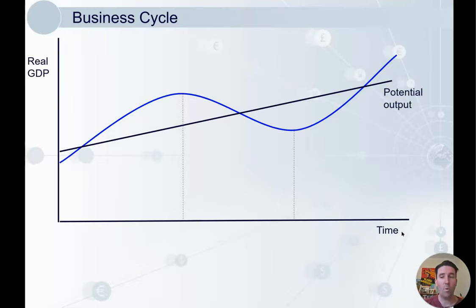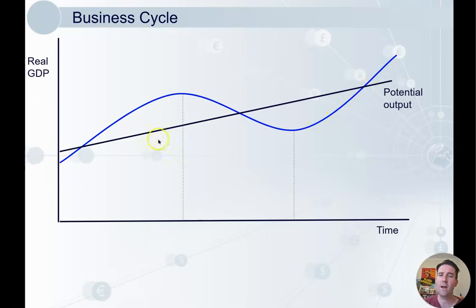Okay, here's one version of the business cycle. So we've got real GDP on the y-axis and we've got time on the x-axis. So here's our business cycle. It's this blue line. It shows how GDP is growing. And look, GDP goes down. So that means it's a contraction, right? GDP is shrinking until this point, then starts growing.